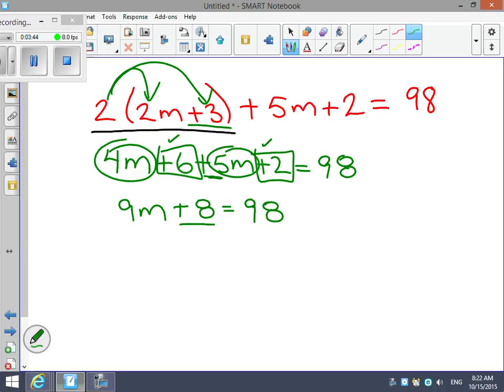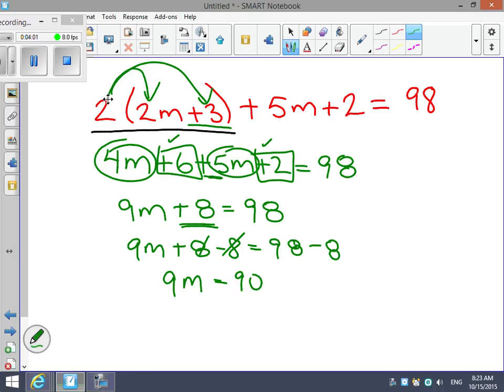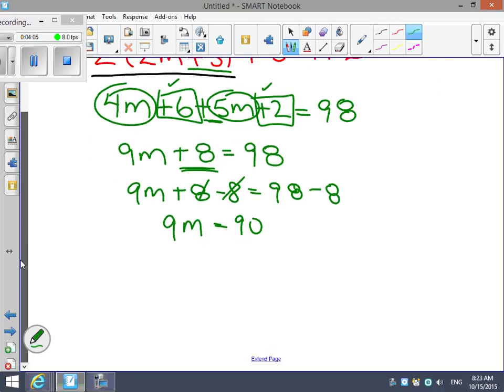We know we have to get rid of the positive 8 first. 9m plus 8 minus 8 equals 98 minus 8. We do it to both sides, obviously, forever and ever. So I have 9m equals 90. Now that I have that, in order to isolate my m, so it's all by itself, I have to get rid of that 9.